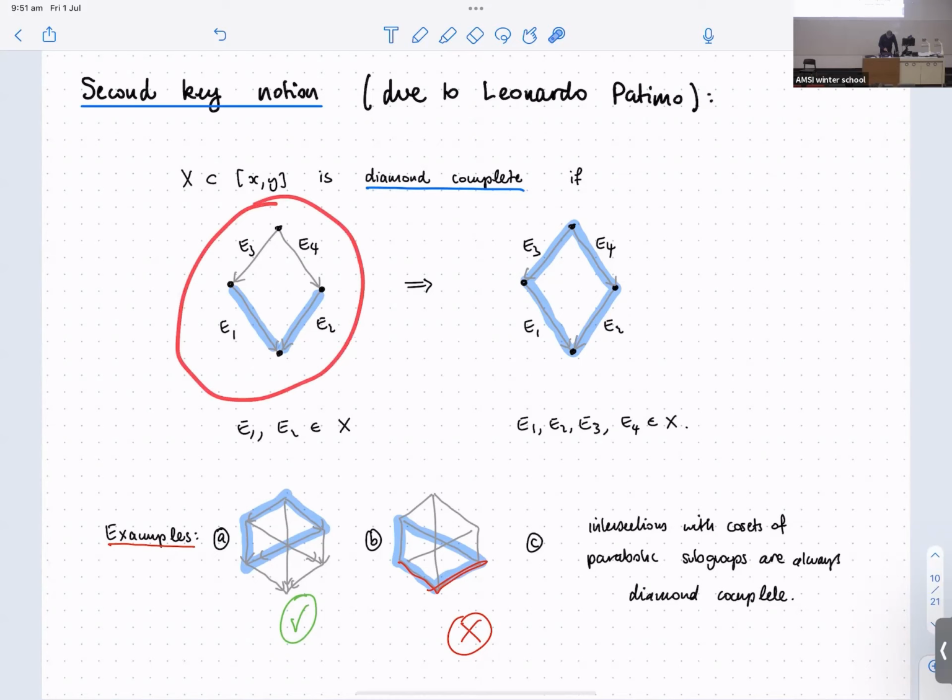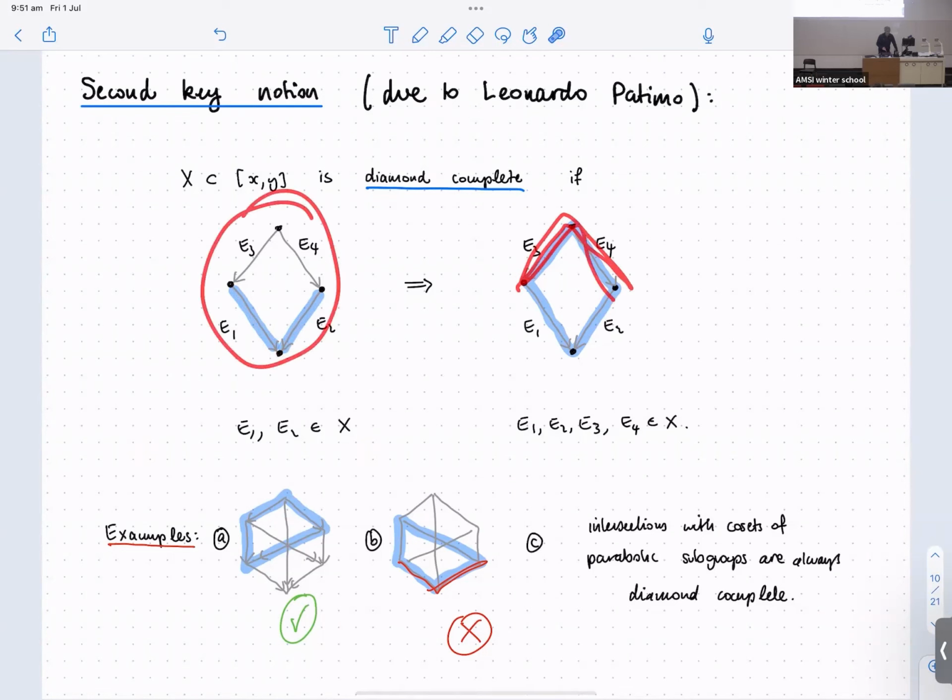So what it says is that I have a full subgraph of a Bruhat graph. It's diamond complete if whenever it contains the lower two edges of a diamond, it contains the upper two edges of the diamond. So this is a diamond. A diamond is what you think it is. Whenever it contains the lower two edges, it contains the upper two edges.